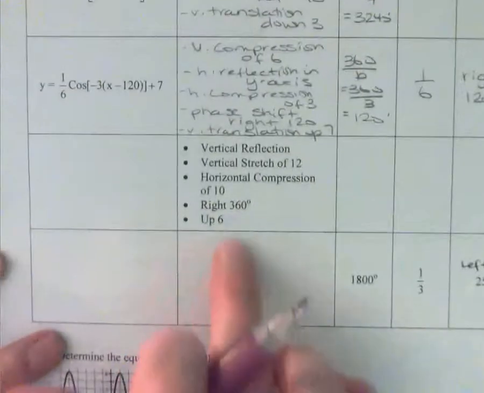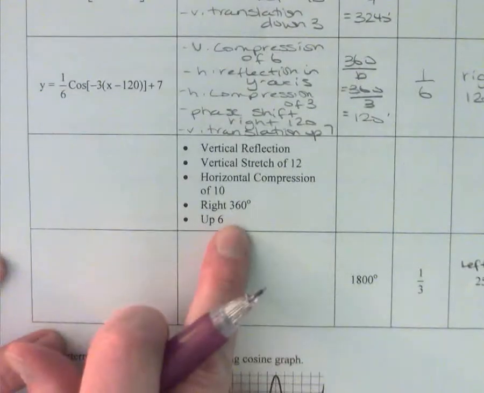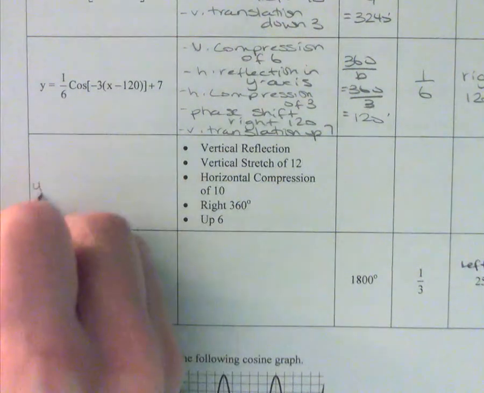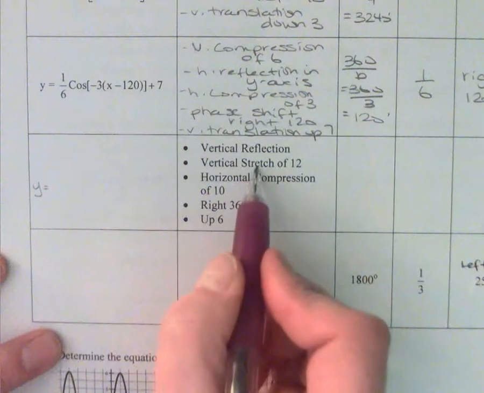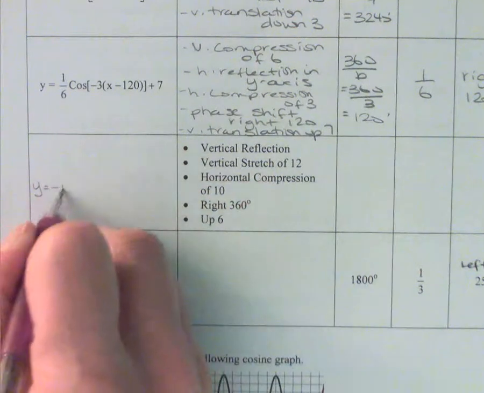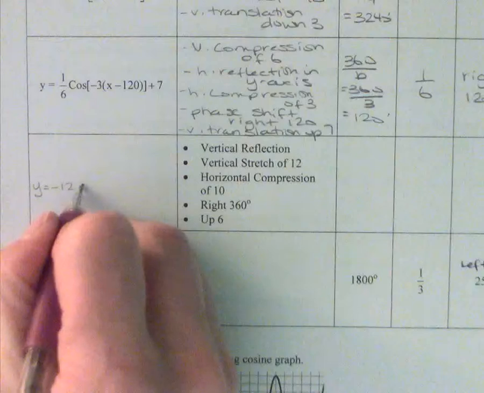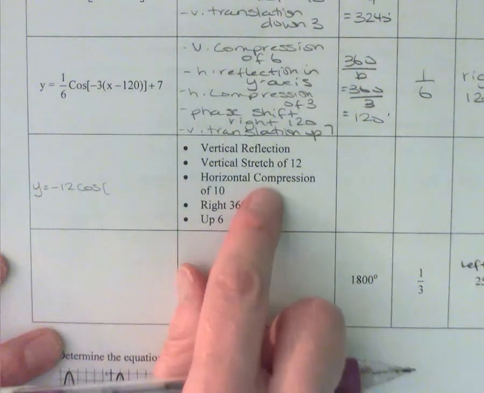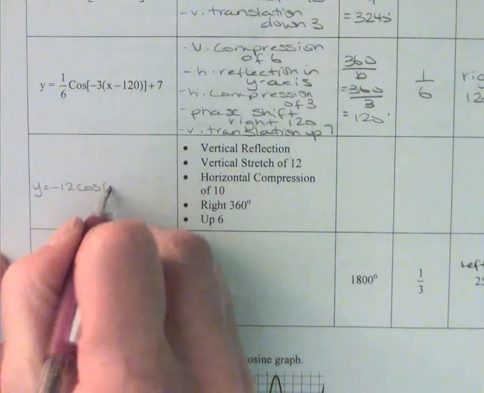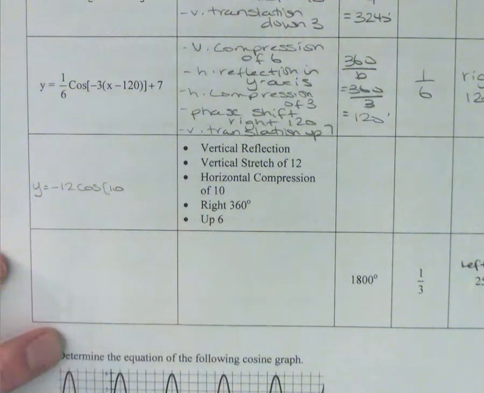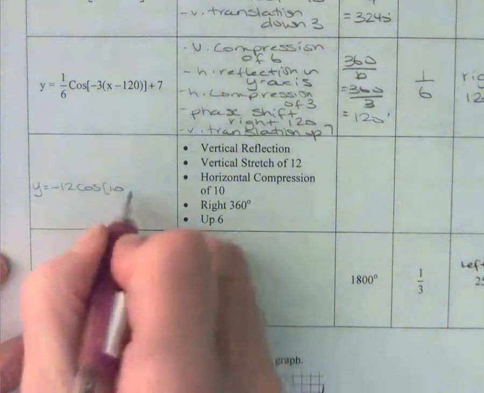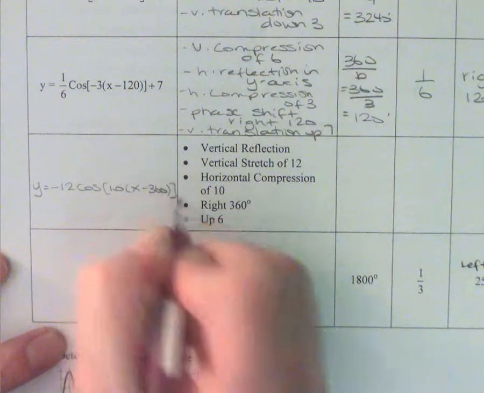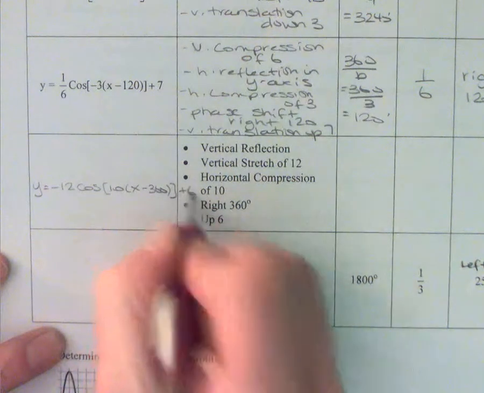Okay, so now in this case, they've given us all this information. Now I'm going to come up with the equation. So y is equal to, I have a vertical reflection and a vertical stretch. So I have -12. I'm doing the cosine graph. There's a horizontal compression of 10. I'm just going to write 10. It needs to look like a stretch. We're going to say x minus 360. And then we're going to add 6.